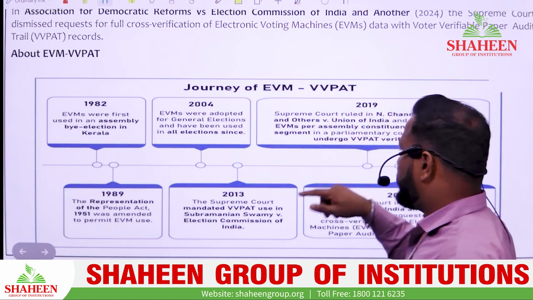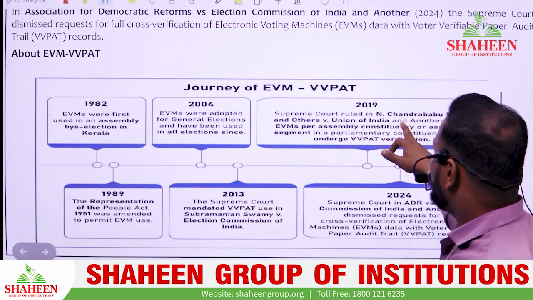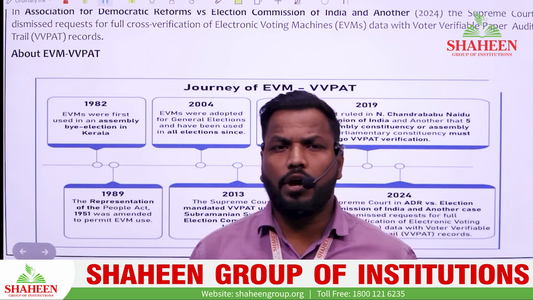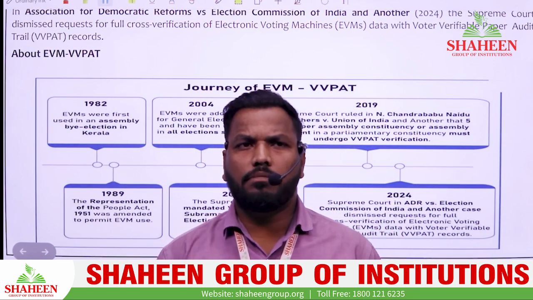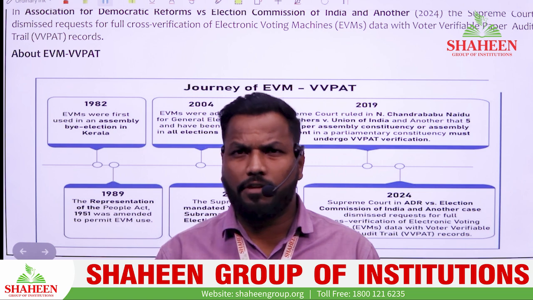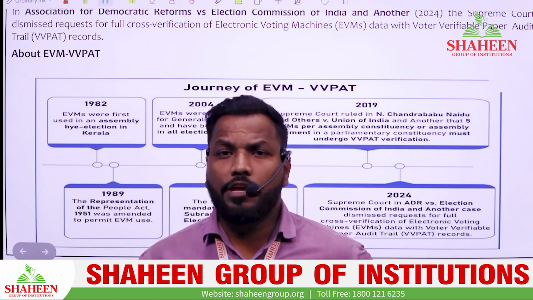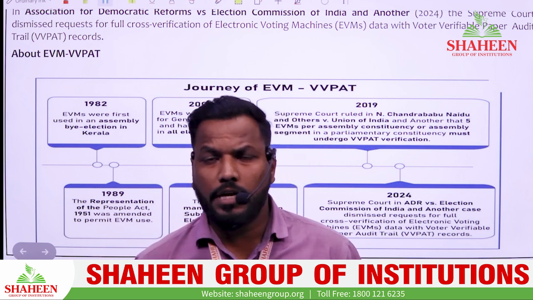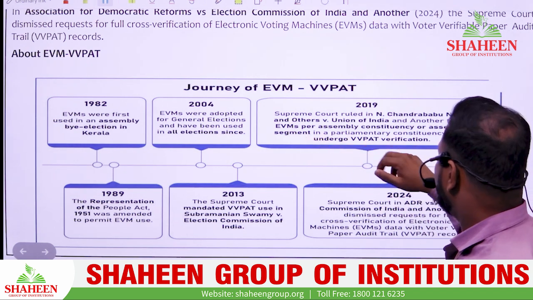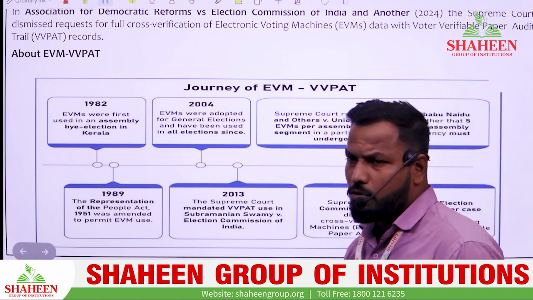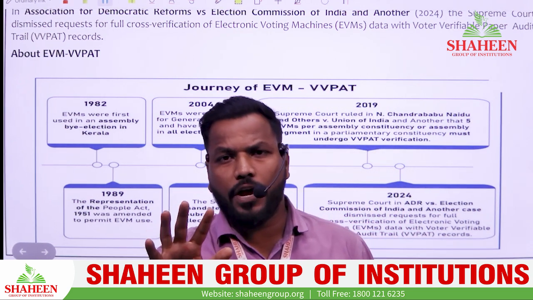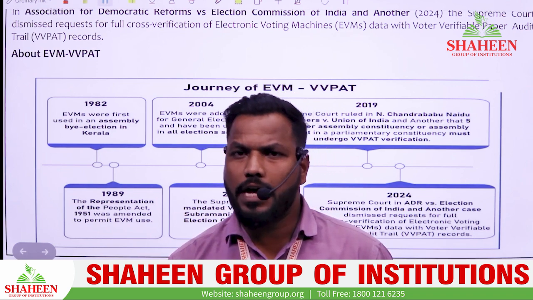Then in the year 2019, after 2013, in Chandrababu Naidu versus Union of India, they questioned whether the use of one VVPAT could be justifiable or work in a proper way, as the frequency may not be that proper. So the use of more machines for one constituency was questioned. Here, 5 EVMs per assembly constituency were given permission. One constituency should have at least 5 EVMs along with the VVPAT was asked, and that was given permission.